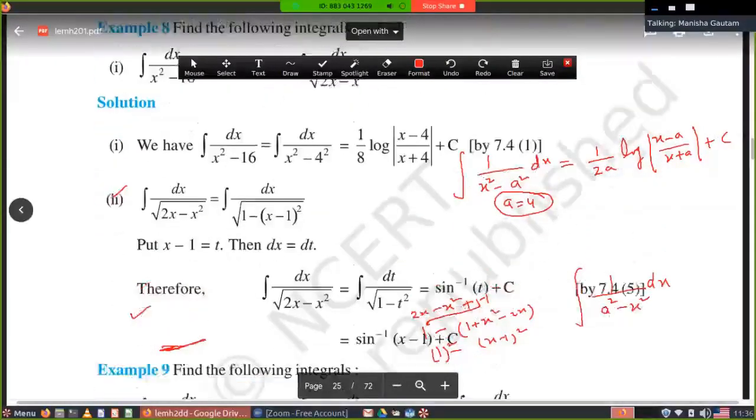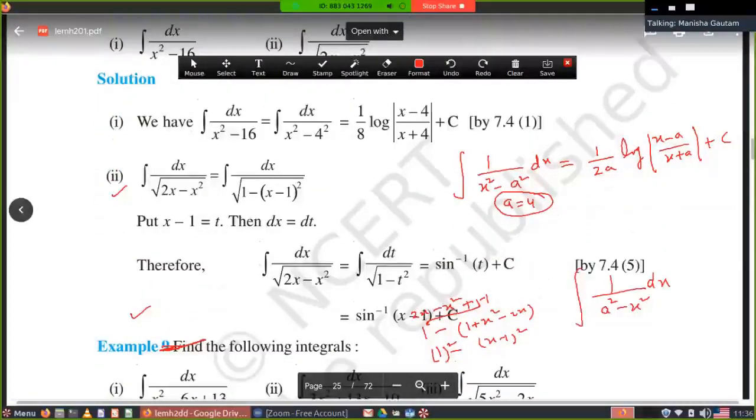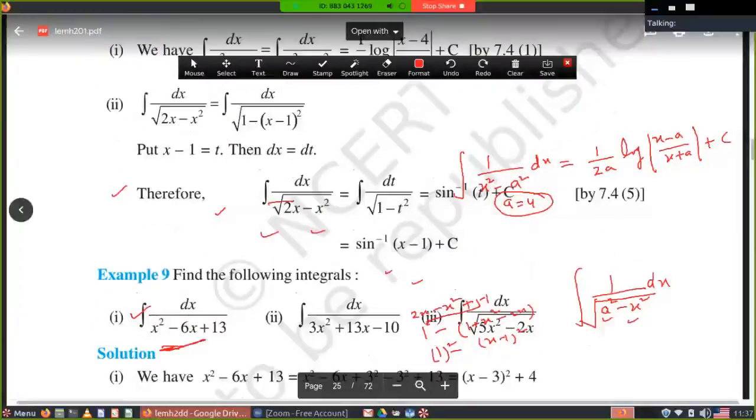Now you can see here, this x minus 1 can be written as t. Substitution takes place, dx is equal to dt. Now it becomes 1 minus t square. Now you can see here it is a square minus x square. What is the formula? Here there is an under root sign, so put the under root sign. It is the under root of a square minus x square. This comes out equal to sine inverse t, and t is x minus 1. So the answer will be sine inverse of (x minus 1).